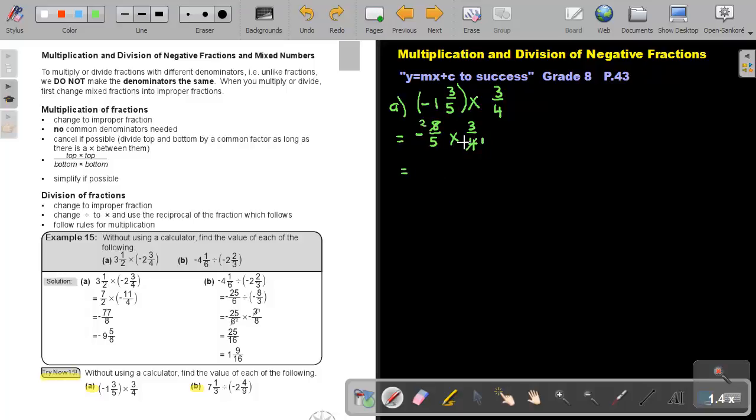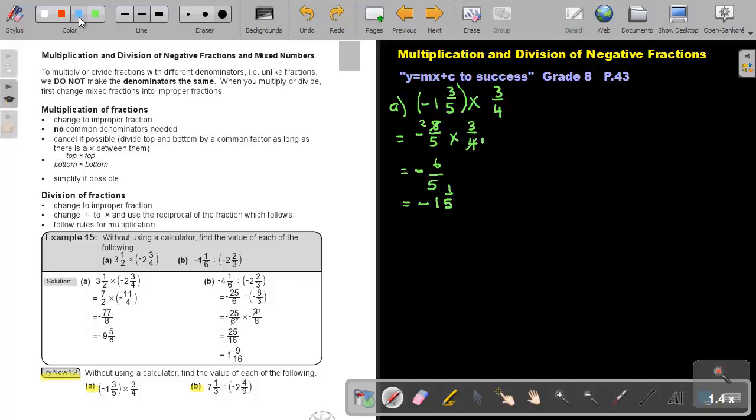Remember, it's multiplication, so I can count the negative signs. There's 1, it's an odd number, so the sign will be negative. Then 2 times 3, that will be 6. 5 times 1 will be 5, and it will be negative 1 and 1 over 5.